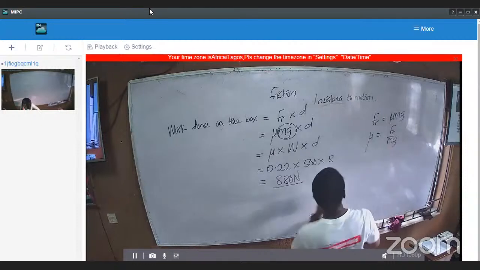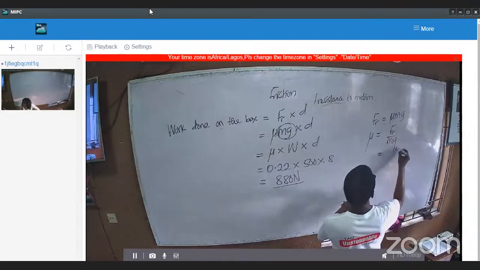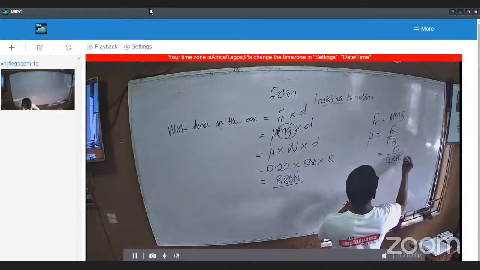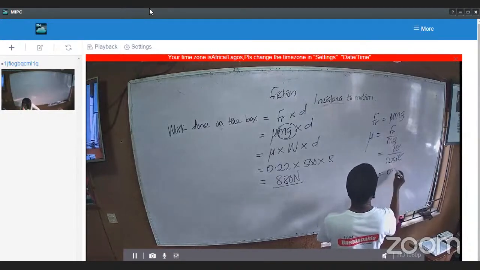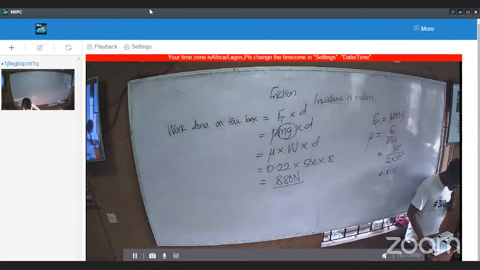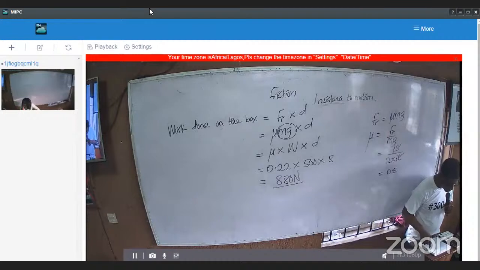How many limiting friction now? 10 Newton. What's the mass? What's gravity? So the answer is 0.5, Abby. Can you see? Very simple. That's how your exam will be simple.